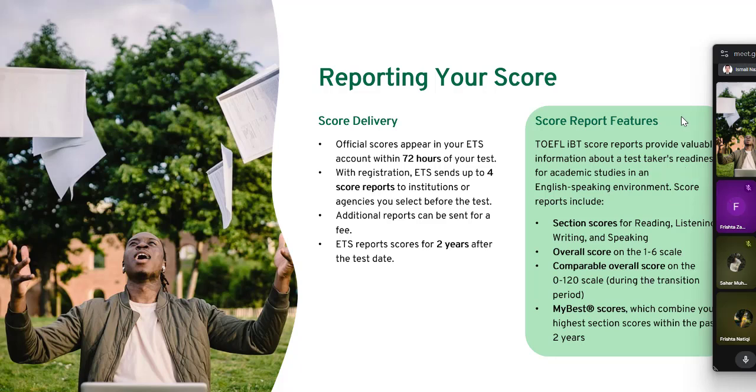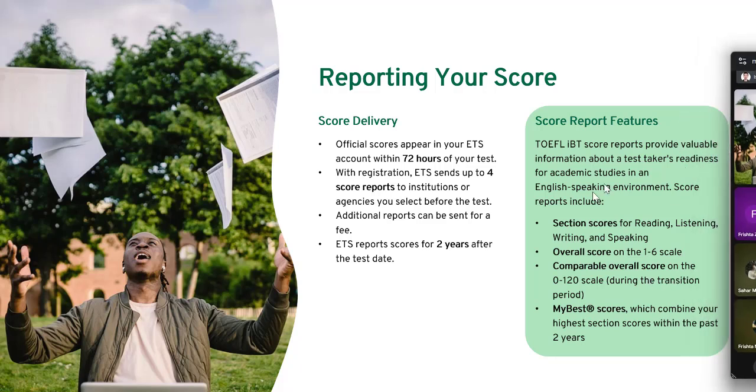And the score report has sections: reading, listening, writing, and speaking, and it shows a band score on a 1 to 6 scale, and it also shows a comparable scale of 120. And we have mentioned that there is a My Best Scores section as well, which we have talked about. What does the My Best Scores section mean? So that's it. That's what we have for score reporting.